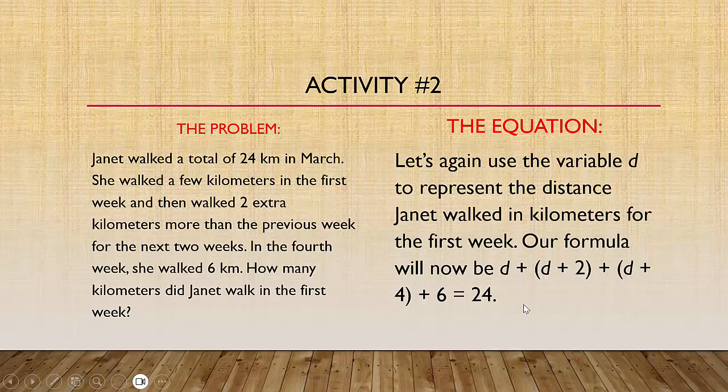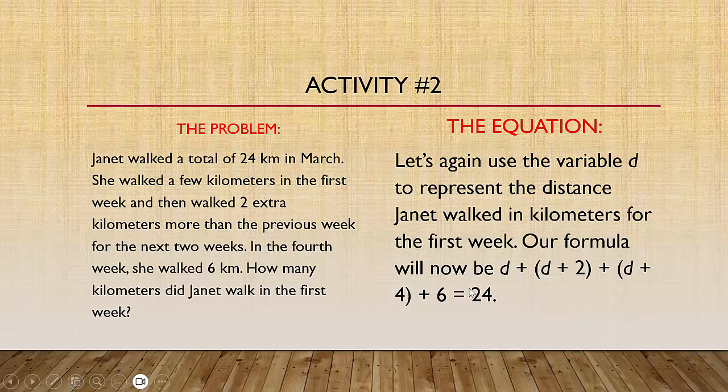And then for the third week, she walked 4 more kilometers than she did in the first one because she walked 2 extra in the second, and then 2 extra again in the third. So that's why we have D plus 4 here. Then we also have plus 6 because that's the fourth week. And then we have 24 because that's what it all equals.